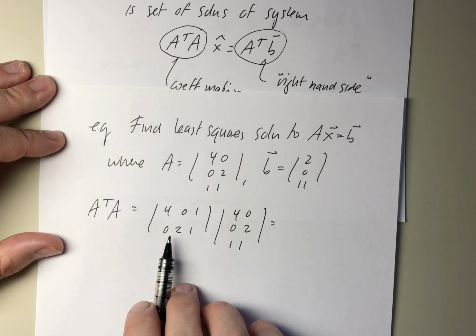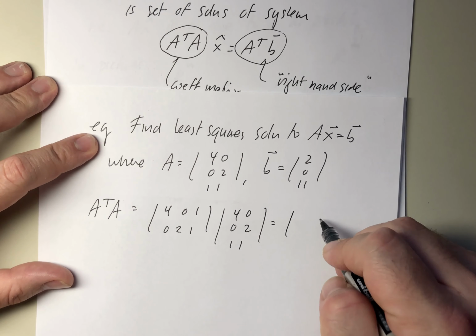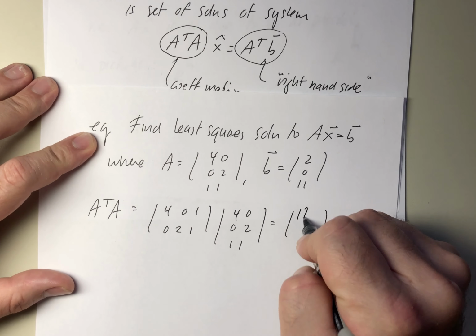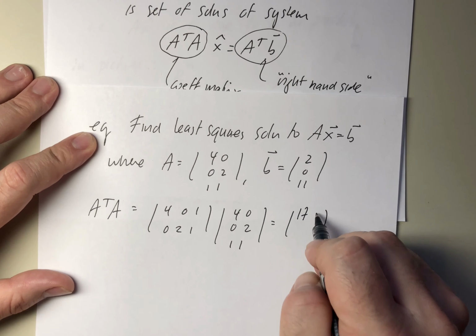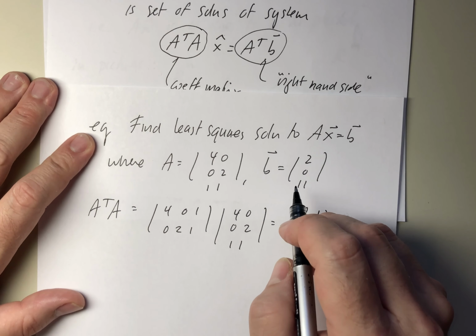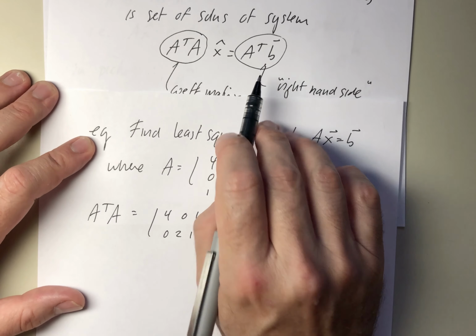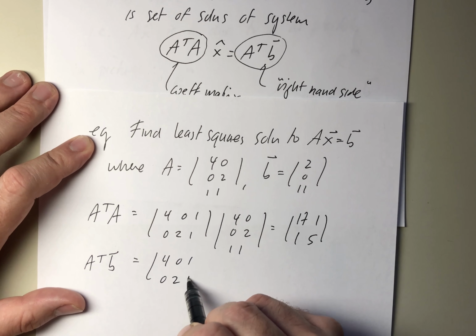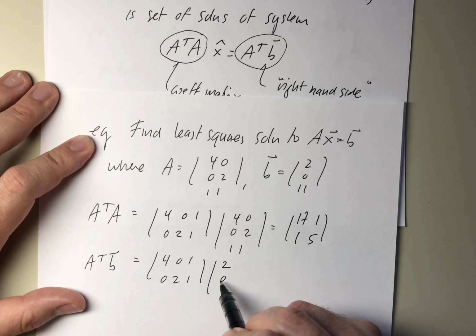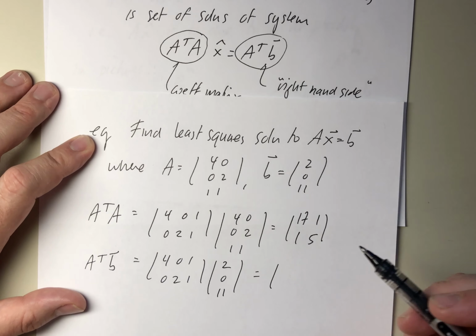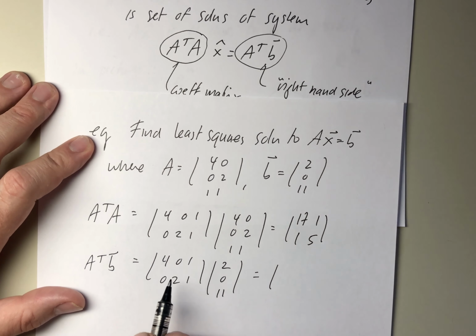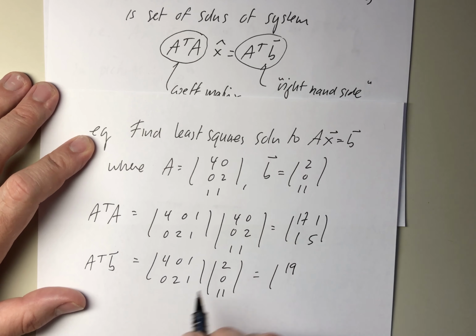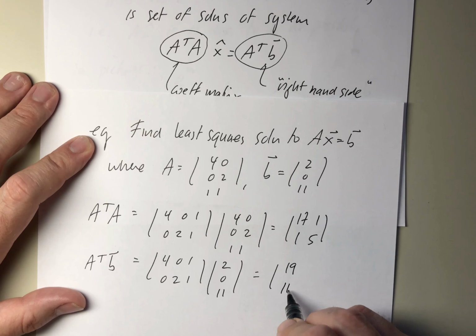What is the size of this matrix? This is 2 by 3 times a 3 by 2, so this will be a 2 by 2. The first entry is what? 4 times 4 plus 1, so 17. Then I've got 0 plus 0 plus 1, 1, and then 5. What else do I need? I need the A^T b vector. So A^T b will be [4 0 1; 0 2 1] times b, (2, 0, 11). What is this? This should be a 2 by 1 vector, right? The first entry is 8 plus 11, which is 19. The next entry is 0 plus 11.